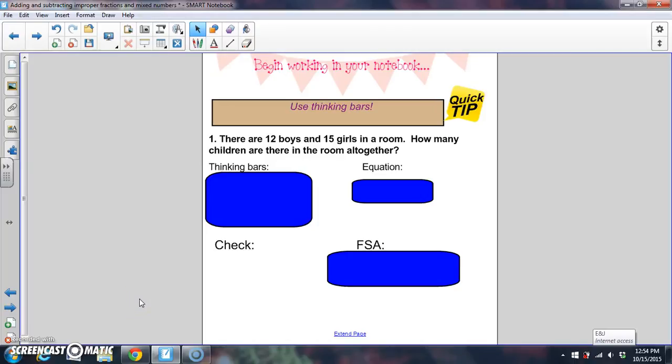Begin working in your notebook. Use thinking bars to solve this warm-up problem. Pause the video for now, finish it, and check your work when you're done.